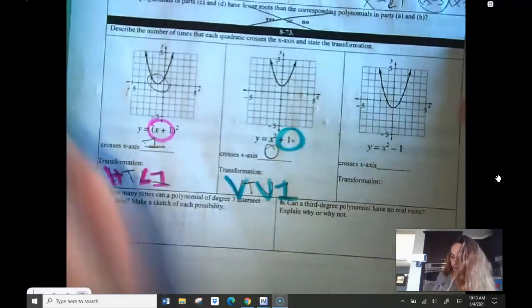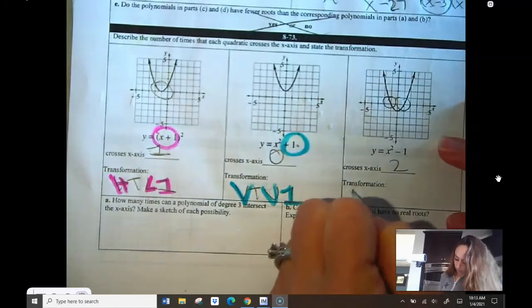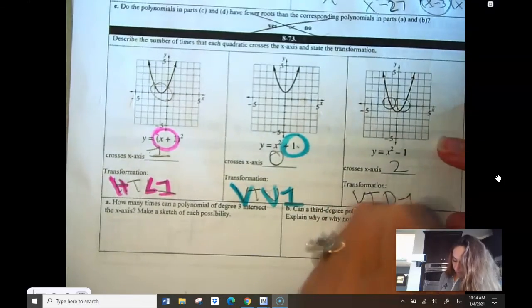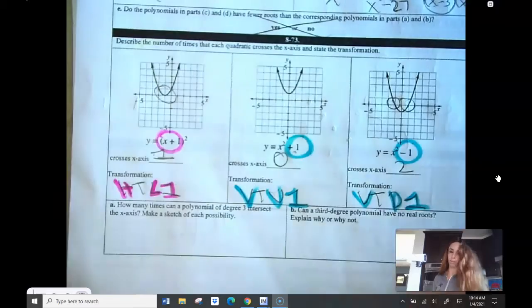Okay. And let's go down over here. This crosses the x-axis 2 times. It's a vertical translation, down 1. Because of the negative 1, it's not with the x, it's a straight shooter.